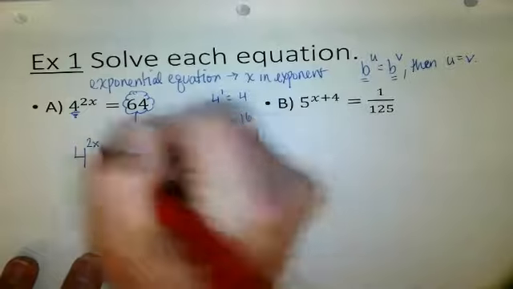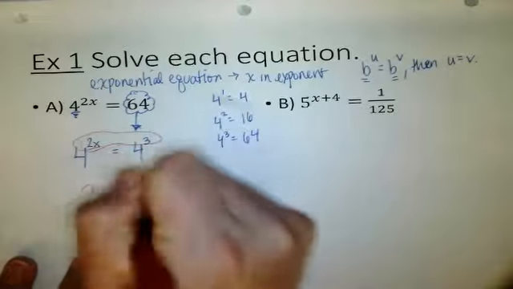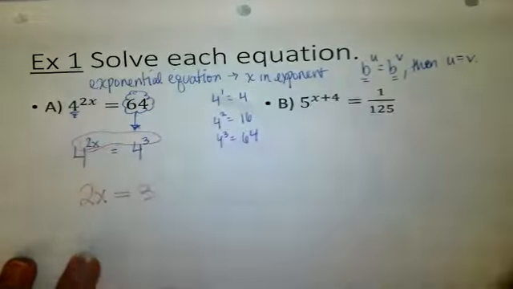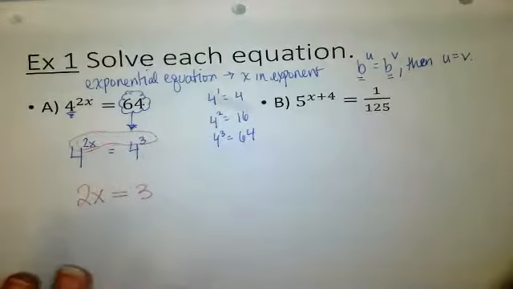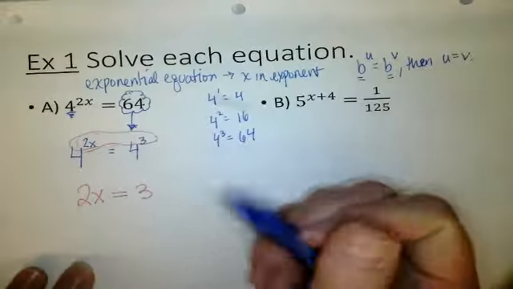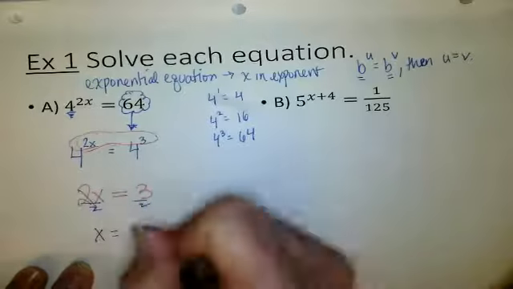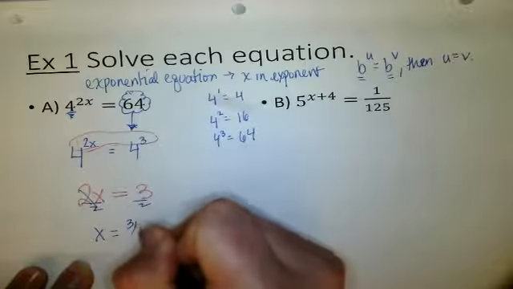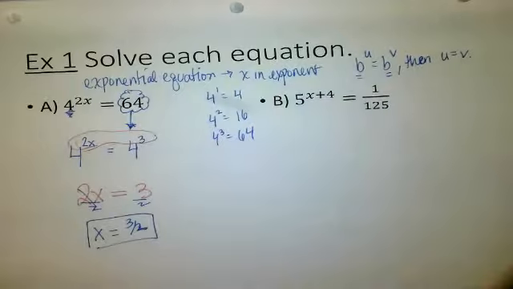U equals V. The exponents must match. 2x must equal 3. So can you solve for x? How do you do that? Divide by 2. Divide by 2. So we get x equals 3 halves. And that is the solution for x.